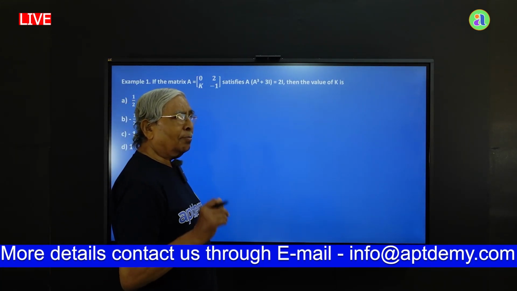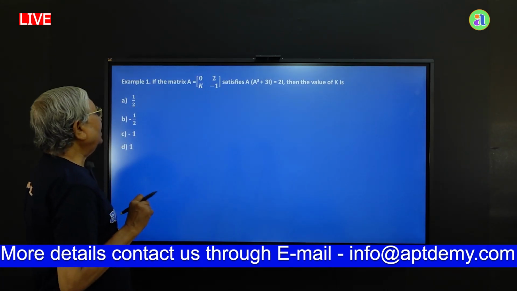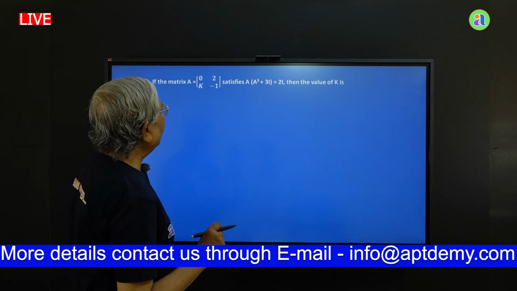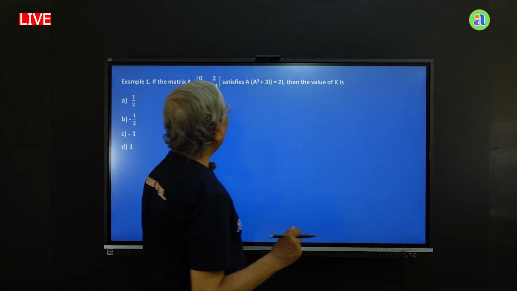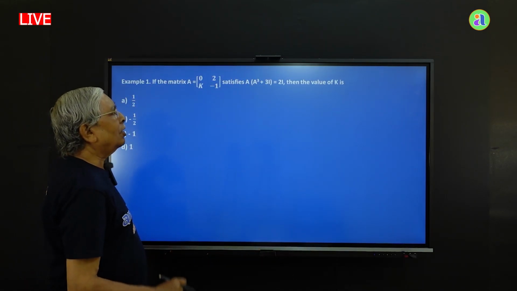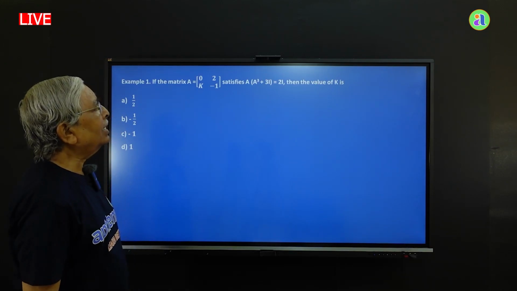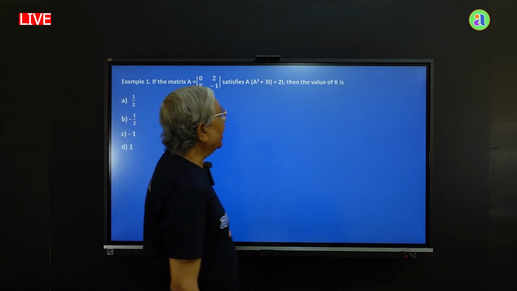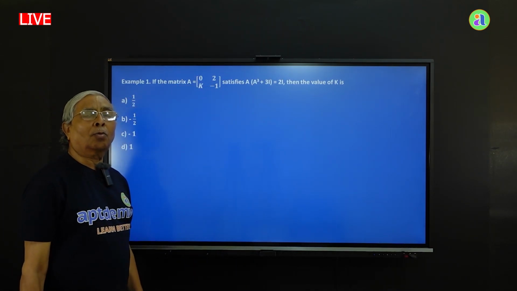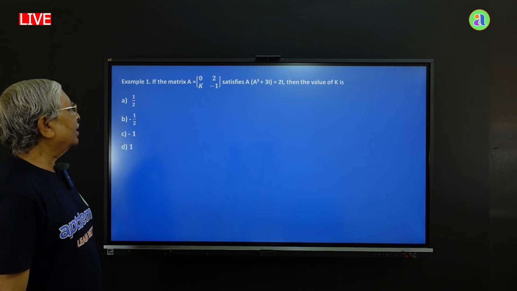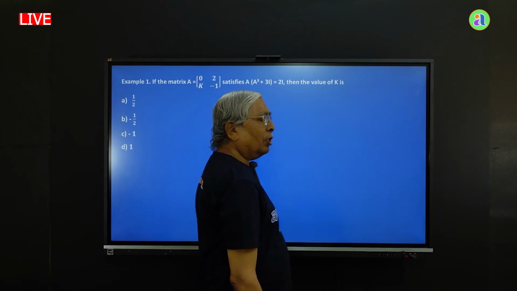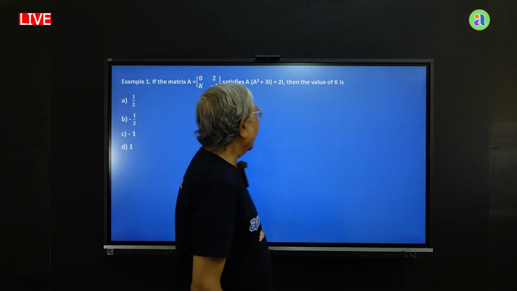So let us come to the problem. Example 1. Here they have given, if the matrix A is equal to [0, 2; k, -1] satisfies A⁴ + 3I = 2I, where I is the identity matrix, then the value of k is half, minus 1, 1. Which one is correct?